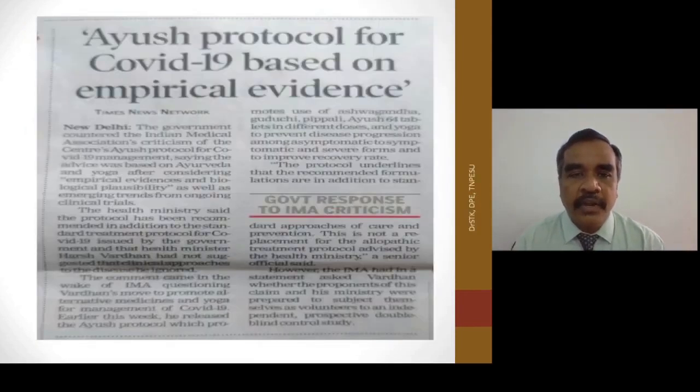The ICE protocol for COVID-19 has proved that it is now based on empirical evidence. Initially, it was in controversy and conflict, but the research says that it is based on empirical evidence. It is based on observation and experiments. So the ICE protocol is safe for COVID-19 treatment.